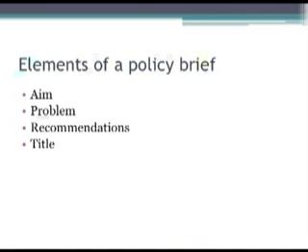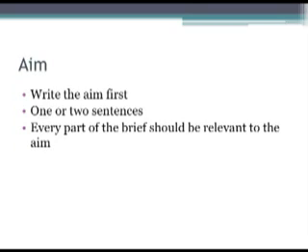Let's talk now about the main elements of a policy brief: the aim, the description of the problem, the recommendations, and the title. You should be able to state the aim of your policy brief in just 1 or 2 sentences, and in fact you should write the aim first because everything that follows flows from that aim.